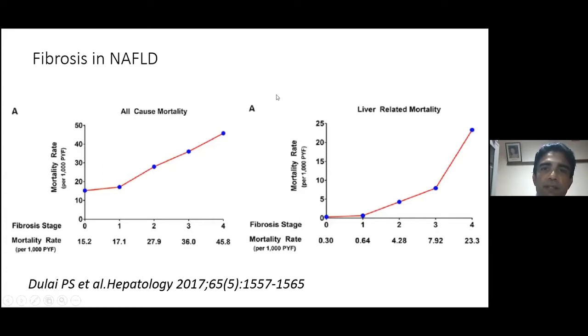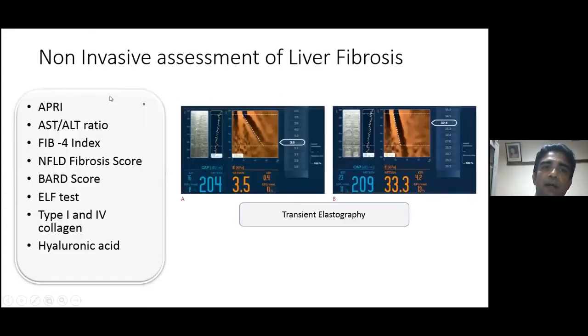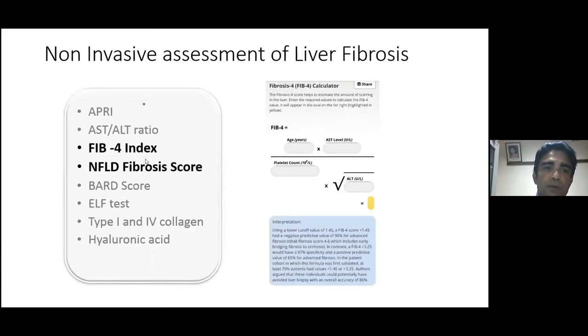So how do we detect fibrosis? Now, Mananjala discussed this in detail. These are the serum markers. These are transient elastography, an ultrasonic-based physical investigation. So out of these, among serum markers, the FIB4 index and NAFLD fibrosis score have been found to be better in predicting early fibrosis in patients with non-alcoholic fatty liver disease.